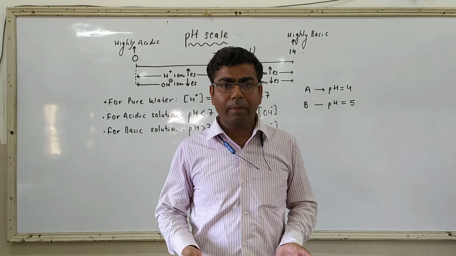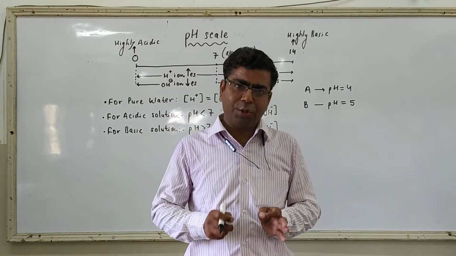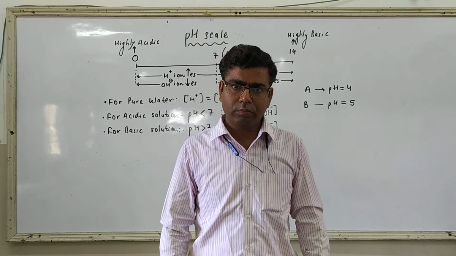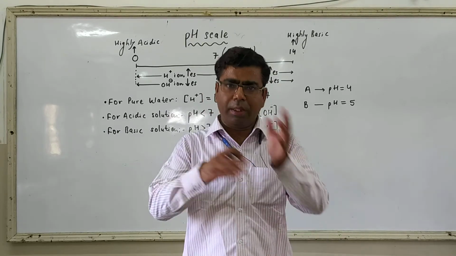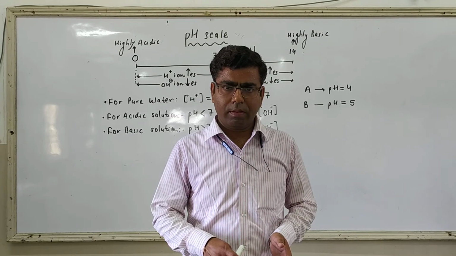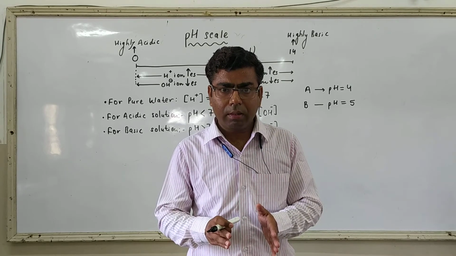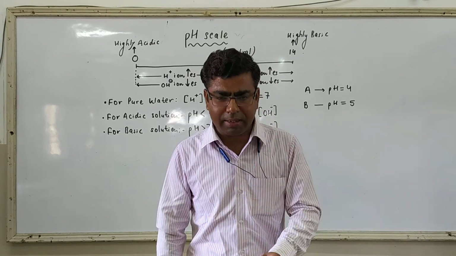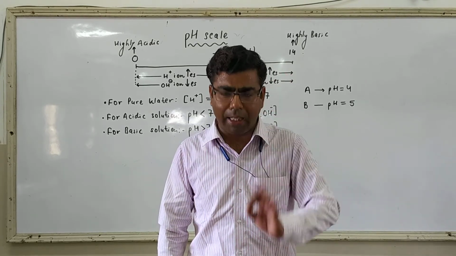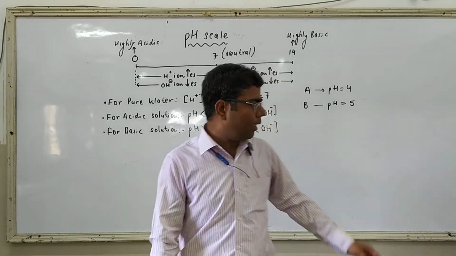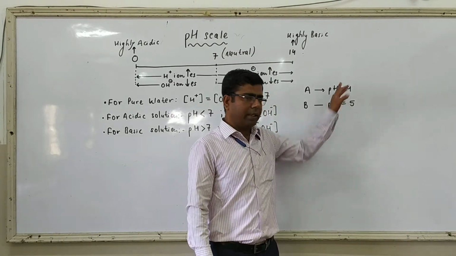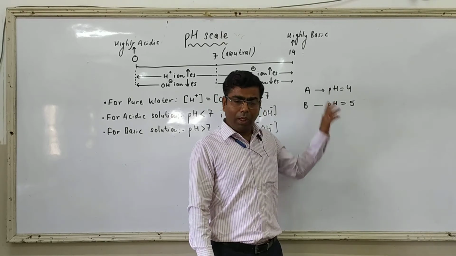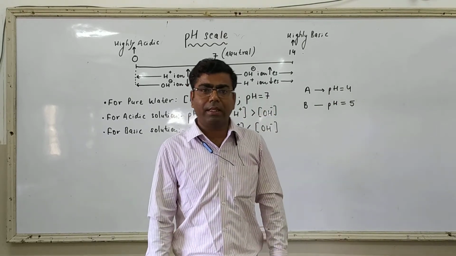So we can say here, if we change the value of pH by 1 unit, it can be decreased or it can be increased, then the acidic character or basic character increases or decreases by 10 times. Here, change of 1 unit is there. So A will be 10 times more acidic than B.